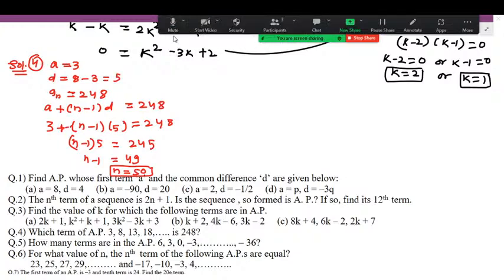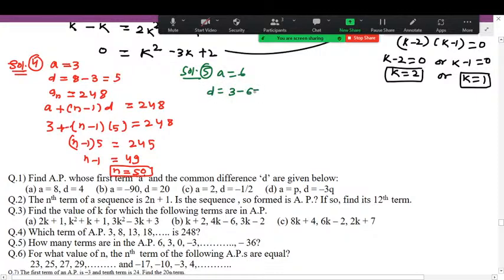Yeah, exactly. The first term is 6, and then to find D, you have to subtract the first term from the second term. Exactly. So it's negative 3. Exactly, negative 3. And the last term is given to be minus 36.